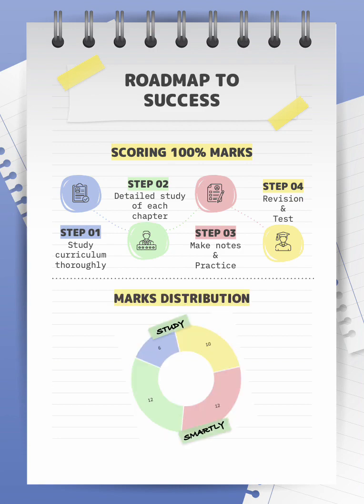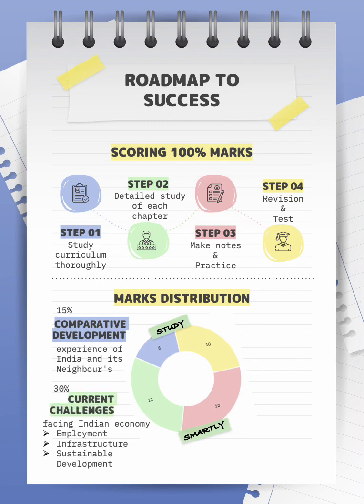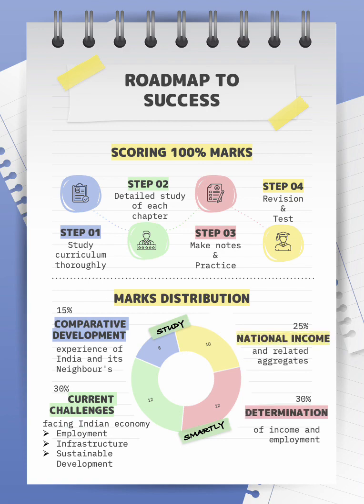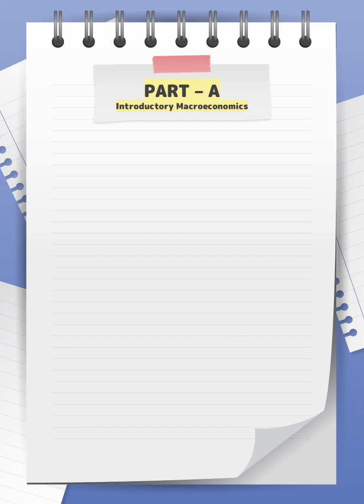Next, we have the marks distribution, which shows that in this paper we have 15% from the comparative development unit, 30% from the current challenges unit, 25% from national income, and 30% from determination. Always study smartly. Hard work zaruri hai, but being smart is equally important.